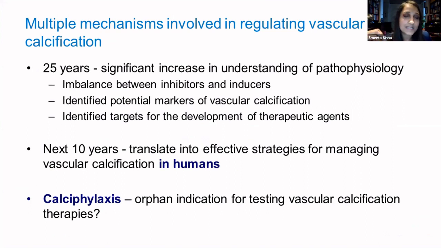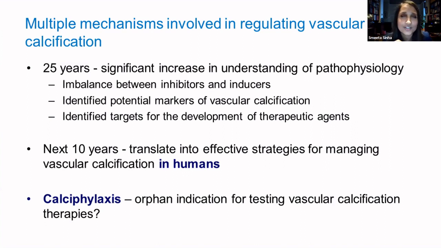And calciphylaxis is particularly unique because it's an extreme effect of vascular calcification. Those of you who've looked after a patient with calciphylaxis know how awful it is. And its rarity and disease severity has rendered it feasible to be designated as an orphan disease, which creates an orphan indication for the testing of therapies.